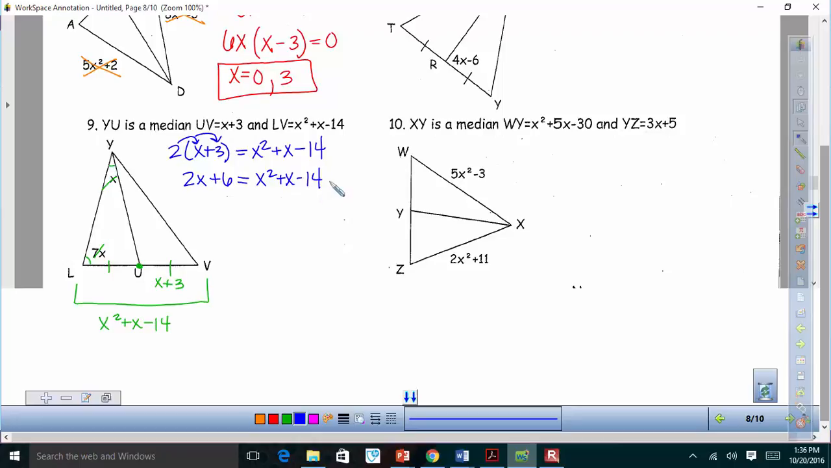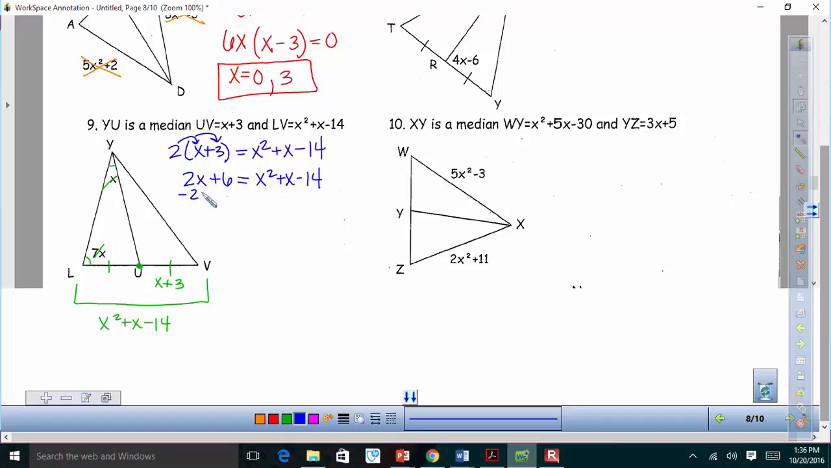Okay, so from here, what should we do? Put it on one side. Get everything on one side. So do I want to move 2x plus 6 or x squared plus x minus 14? 2x plus 6. So how would I move this 2x over?